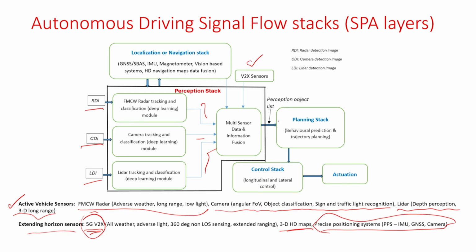Okay. Once you do this, you get the perception object list. Once you get the object list, you come to the planning or behavioral stack. That means you now decide what the behavior should be, what I am supposed to do, what is my best option. That is the planning stack. Once the planning is completed, you take action, that is your control stack or actuation stack. For a car, you have lateral and longitudinal control and all.